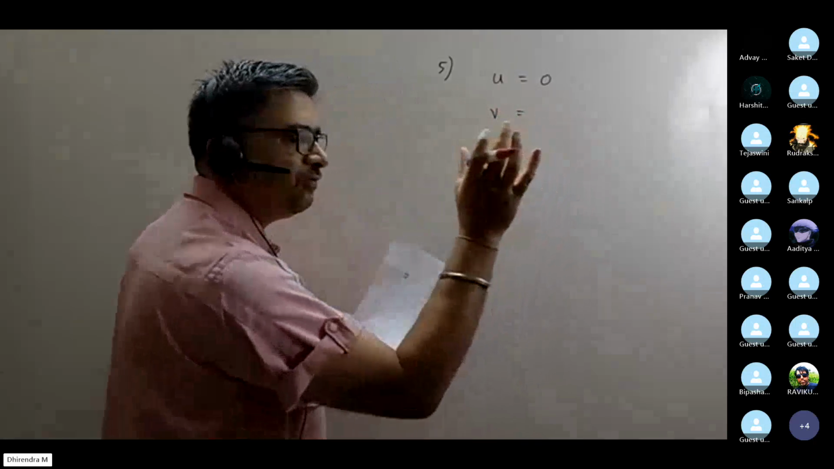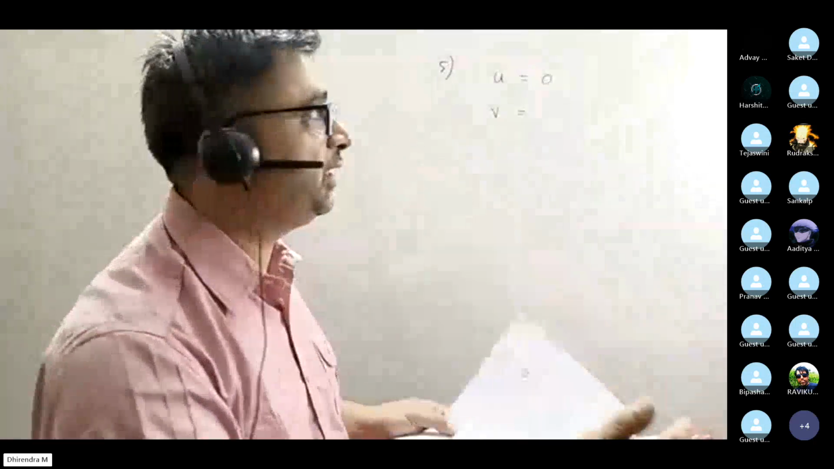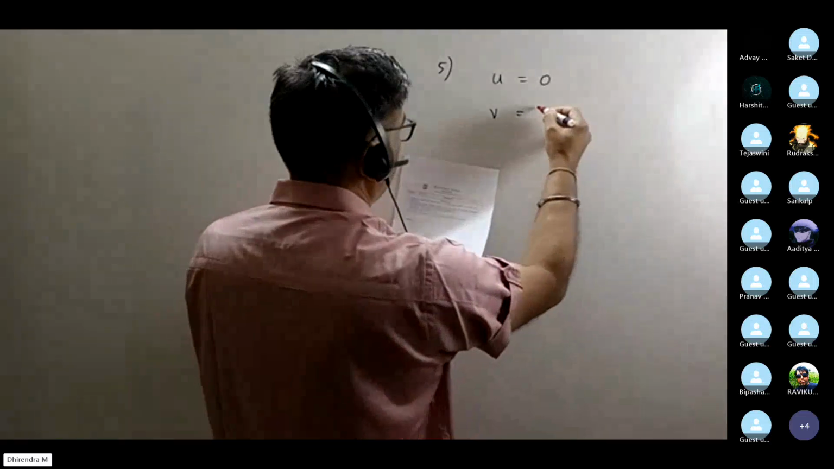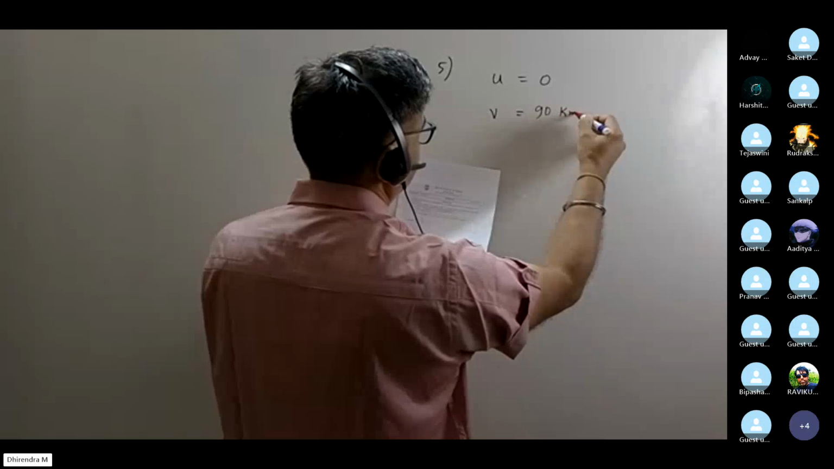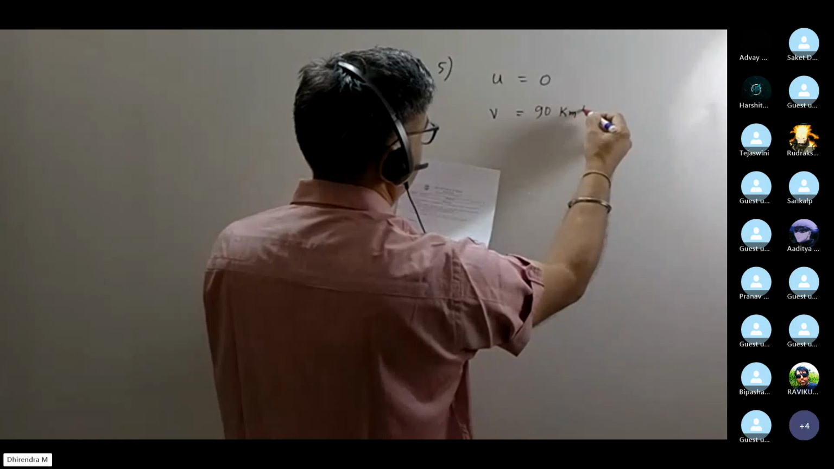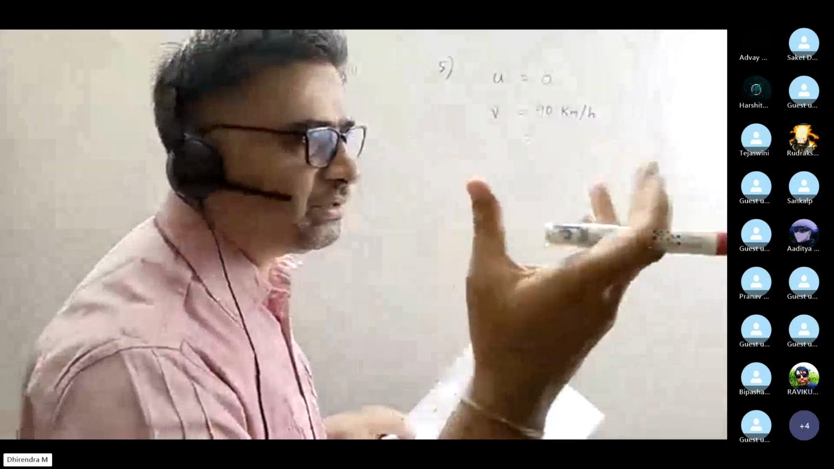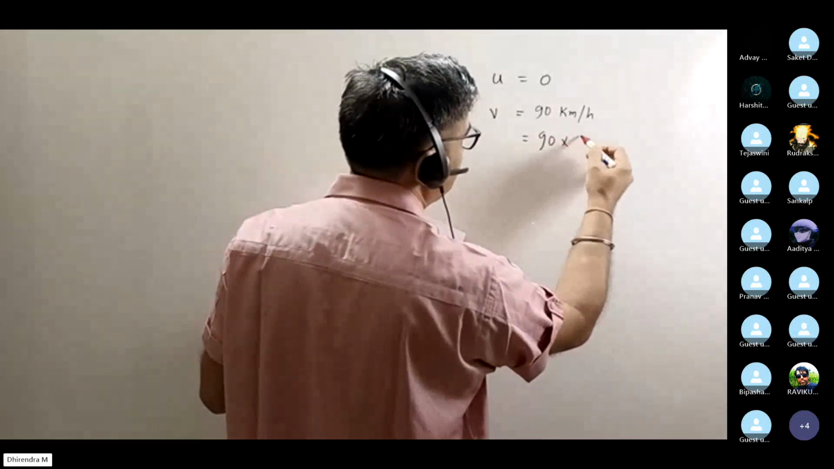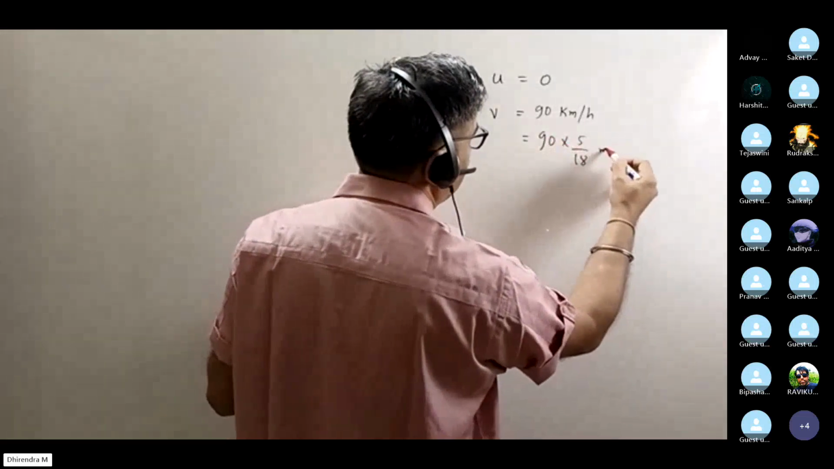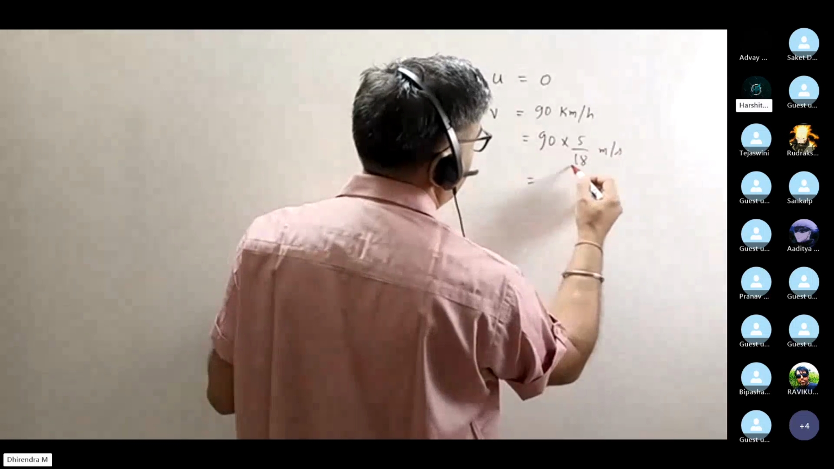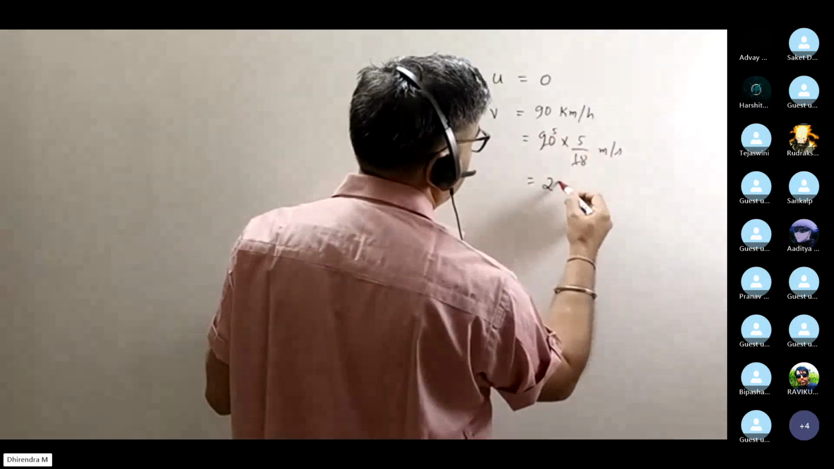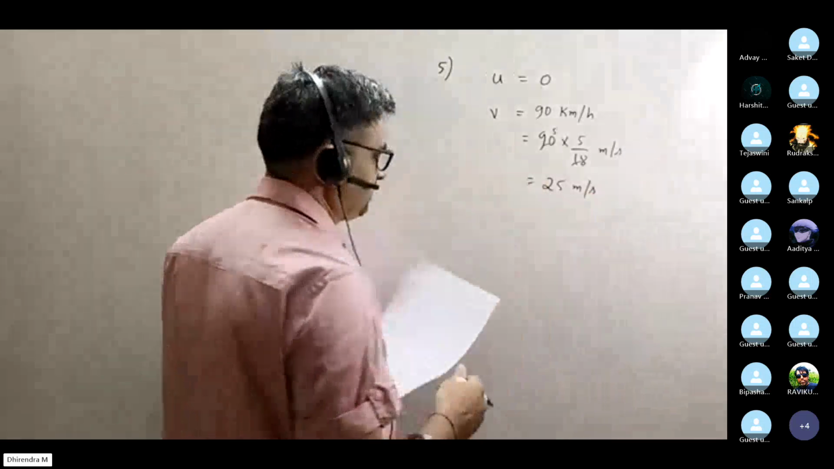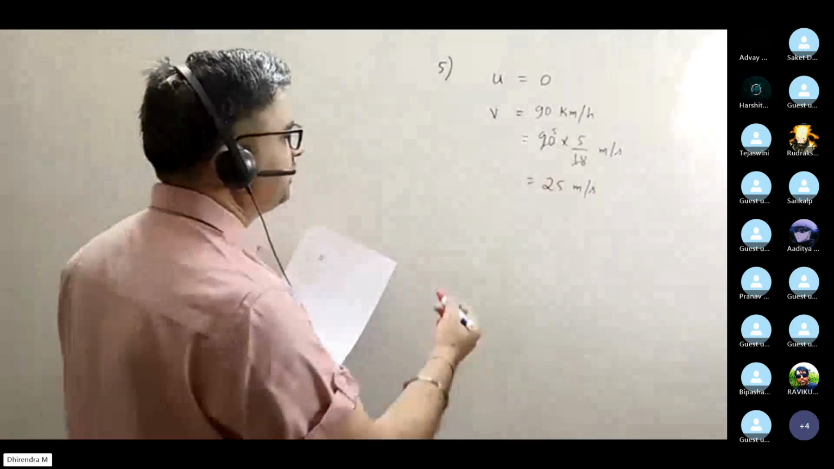So for the section of the motion that we are interested in, u is 0 and v is 90 kilometer per hour. We don't know whether we need this in meters per second or not. But the good news is that it takes us 2 seconds to convert. So just keep this ready. 90 into 5 by 18 is 25 meters per second. Mind you, this is meters per second because this is velocity. All right. Now find the acceleration.